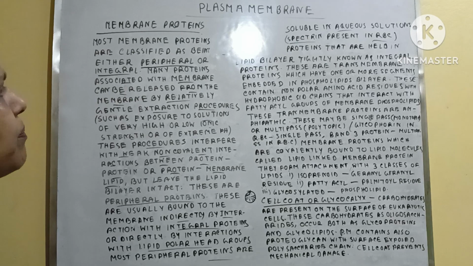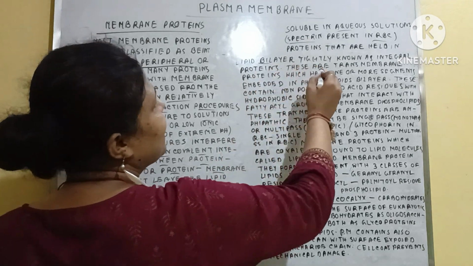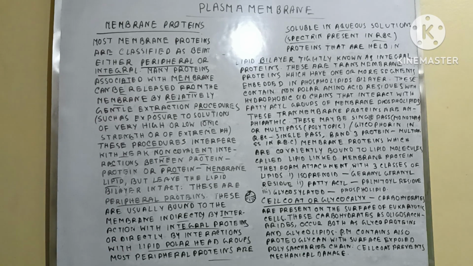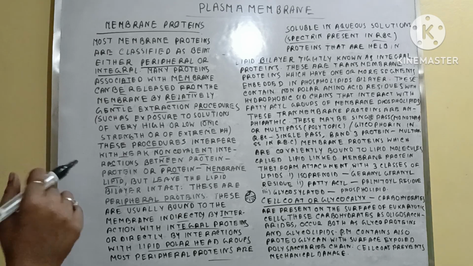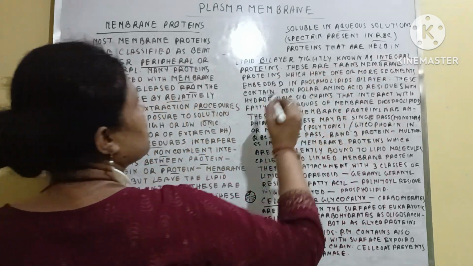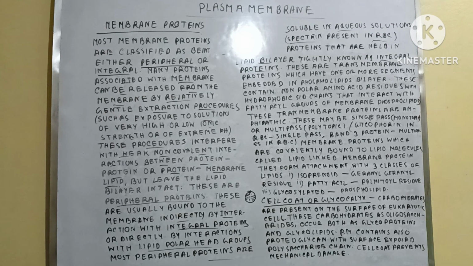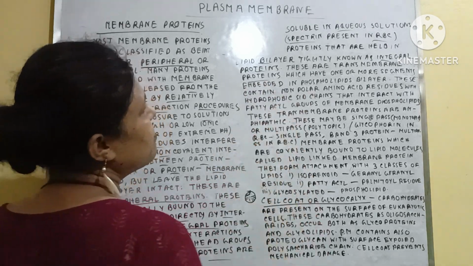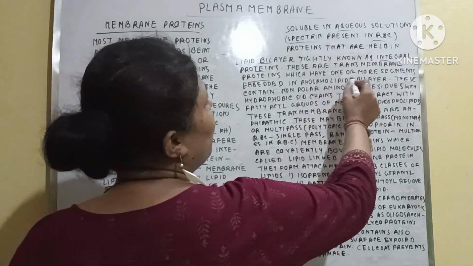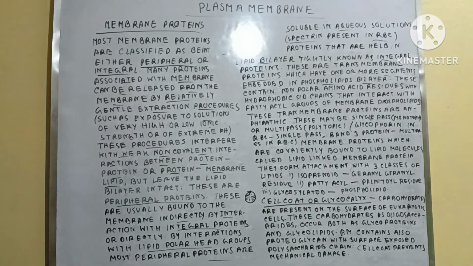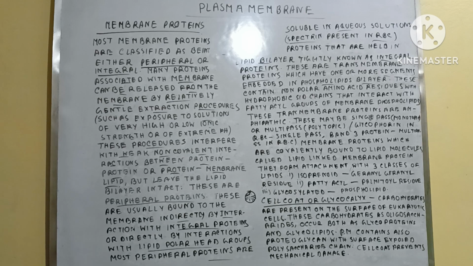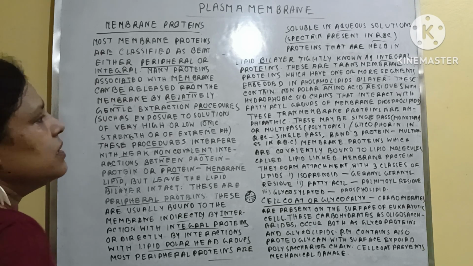Next, the proteins that are held in the lipid bilayer tightly. Some proteins are not released because they are present deep within the lipid bilayer. These are called the integral proteins, also known as transmembrane proteins, which have one or more segments embedded in the phospholipid bilayer. That's why they cannot be released from the lipid bilayer.